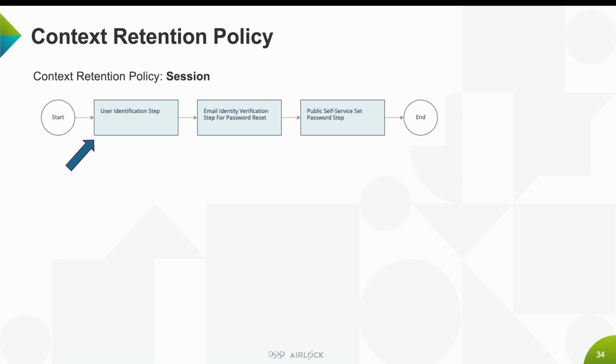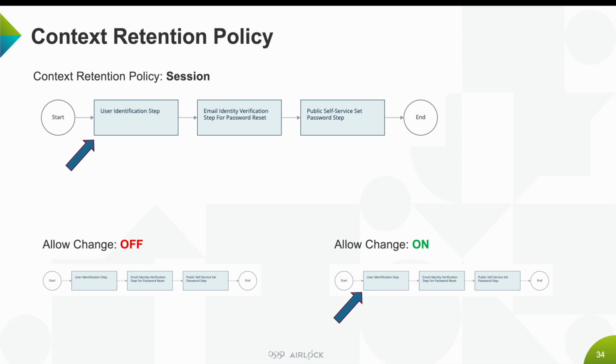To make it even more flexible, we're allowing you to determine on whether changes are allowed during the session of a user or not. If you say it's off, then once it's determined that the context remains the same for the entire session. If you're saying that, yes, we allow changes, then at the beginning of every flow, the context is re-evaluated, and if a different context appears, then this is okay.